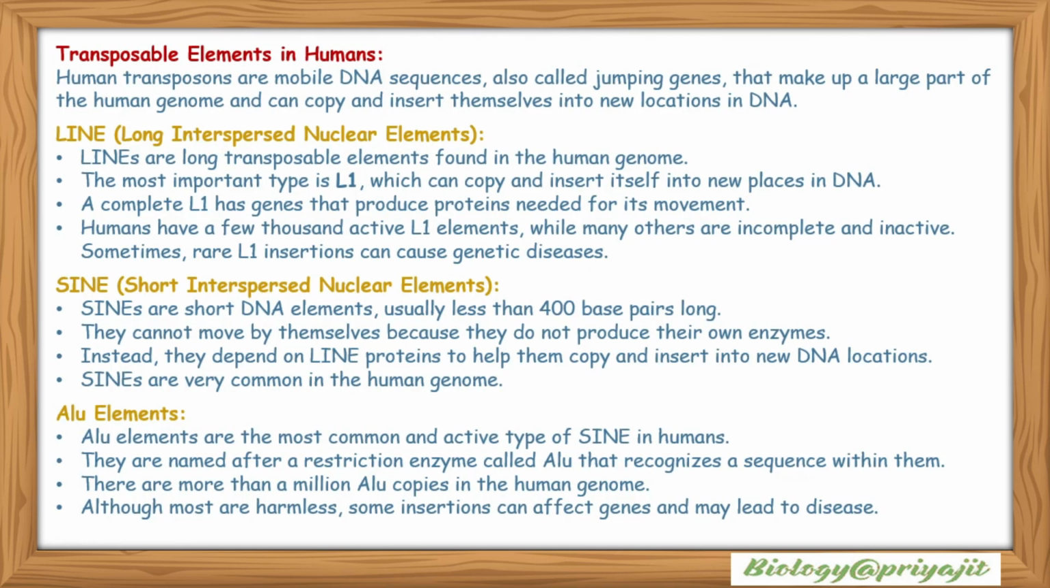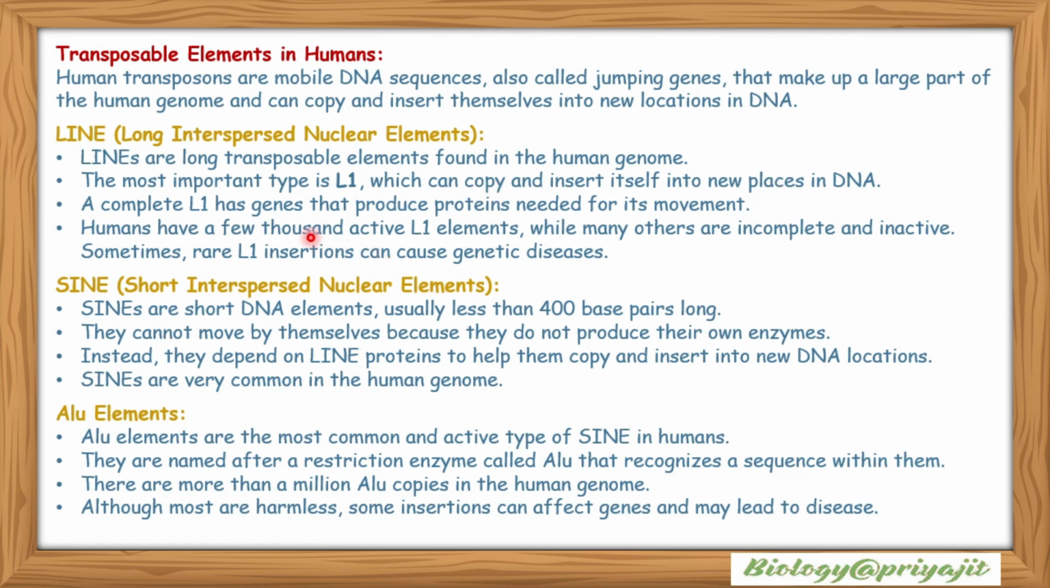Human transposons are mobile DNA sequences, also called jumping genes, that make up a large part of the human genome and can copy and insert themselves into new locations in DNA. So LINE, that is long interspersed nuclear element. They are long transposable elements found in the human genome. The most important type is L1, which can copy and insert itself into new places in DNA.